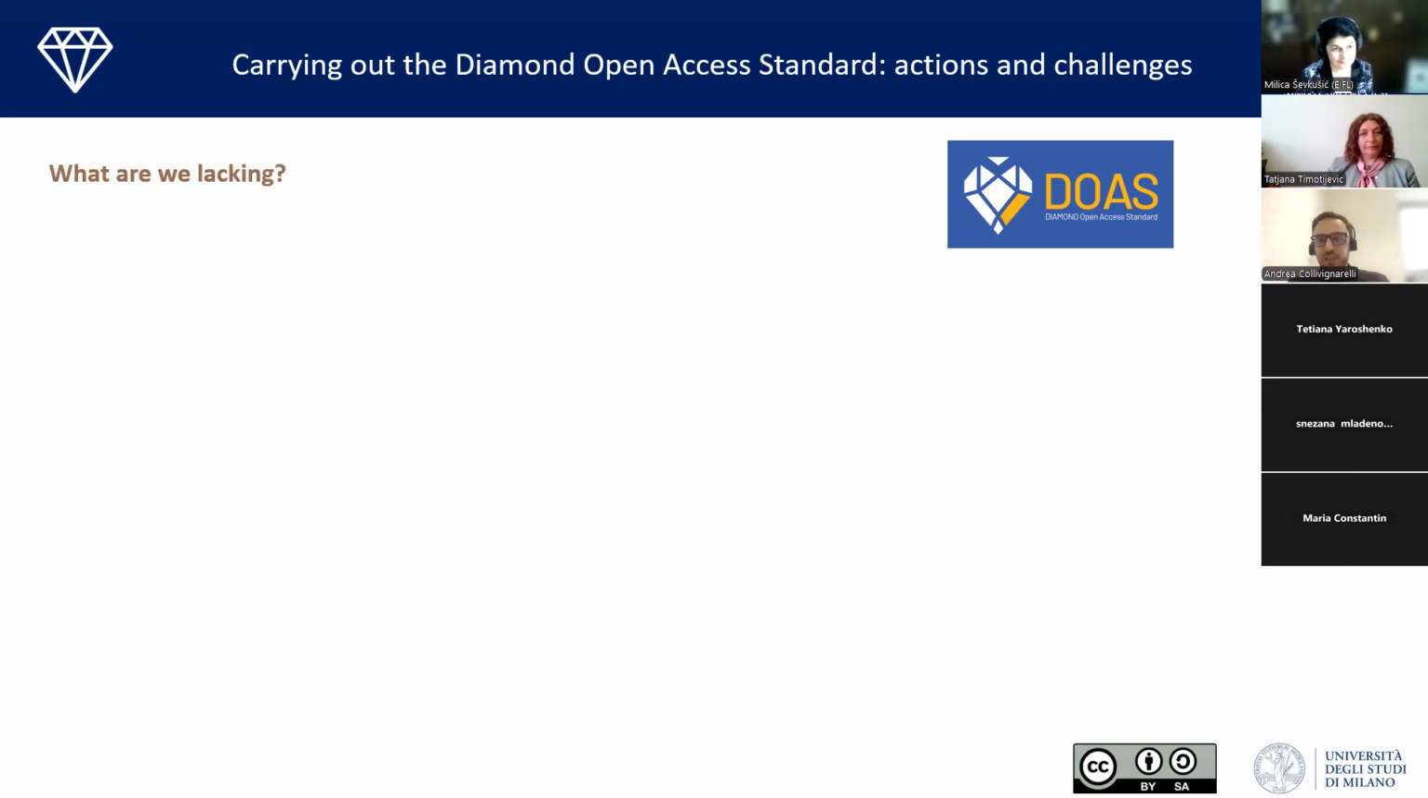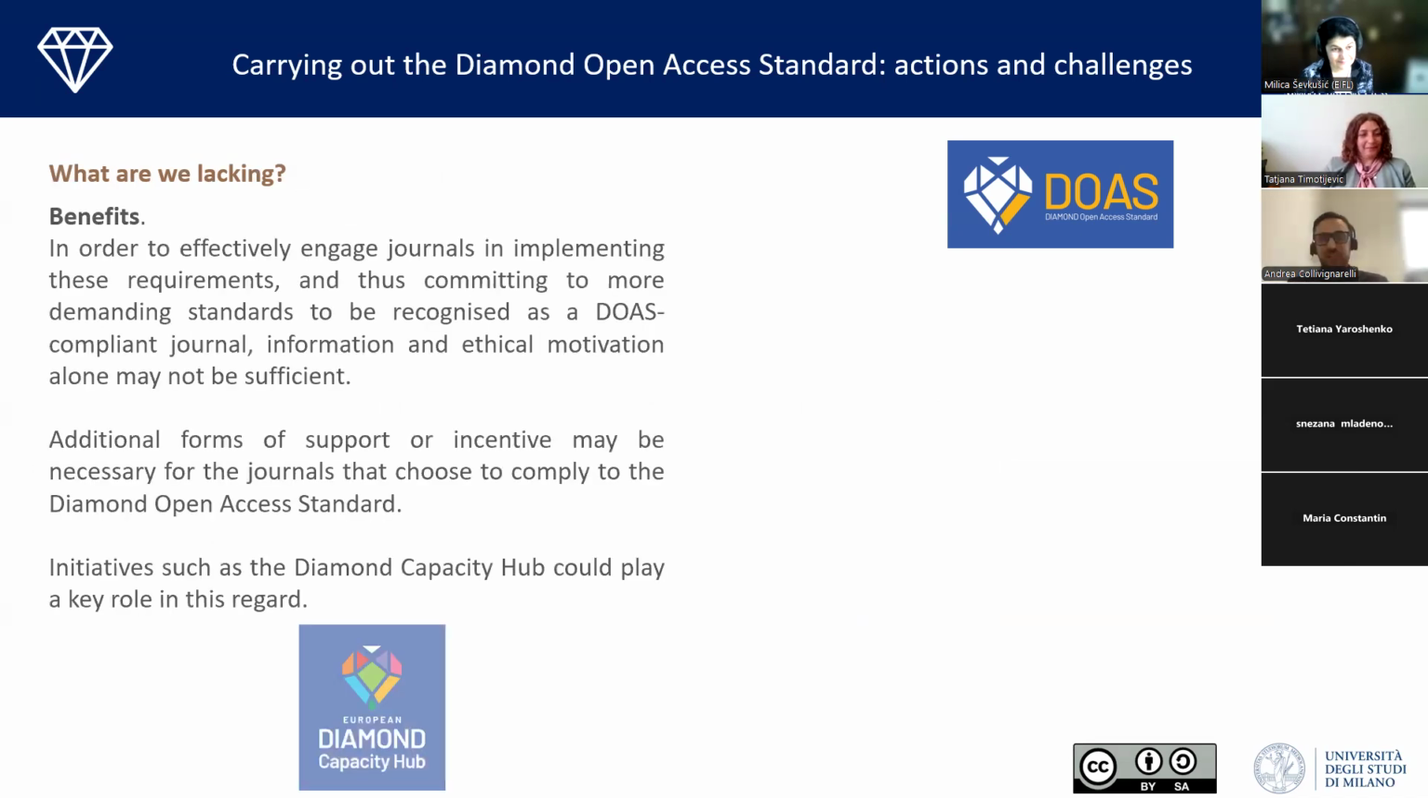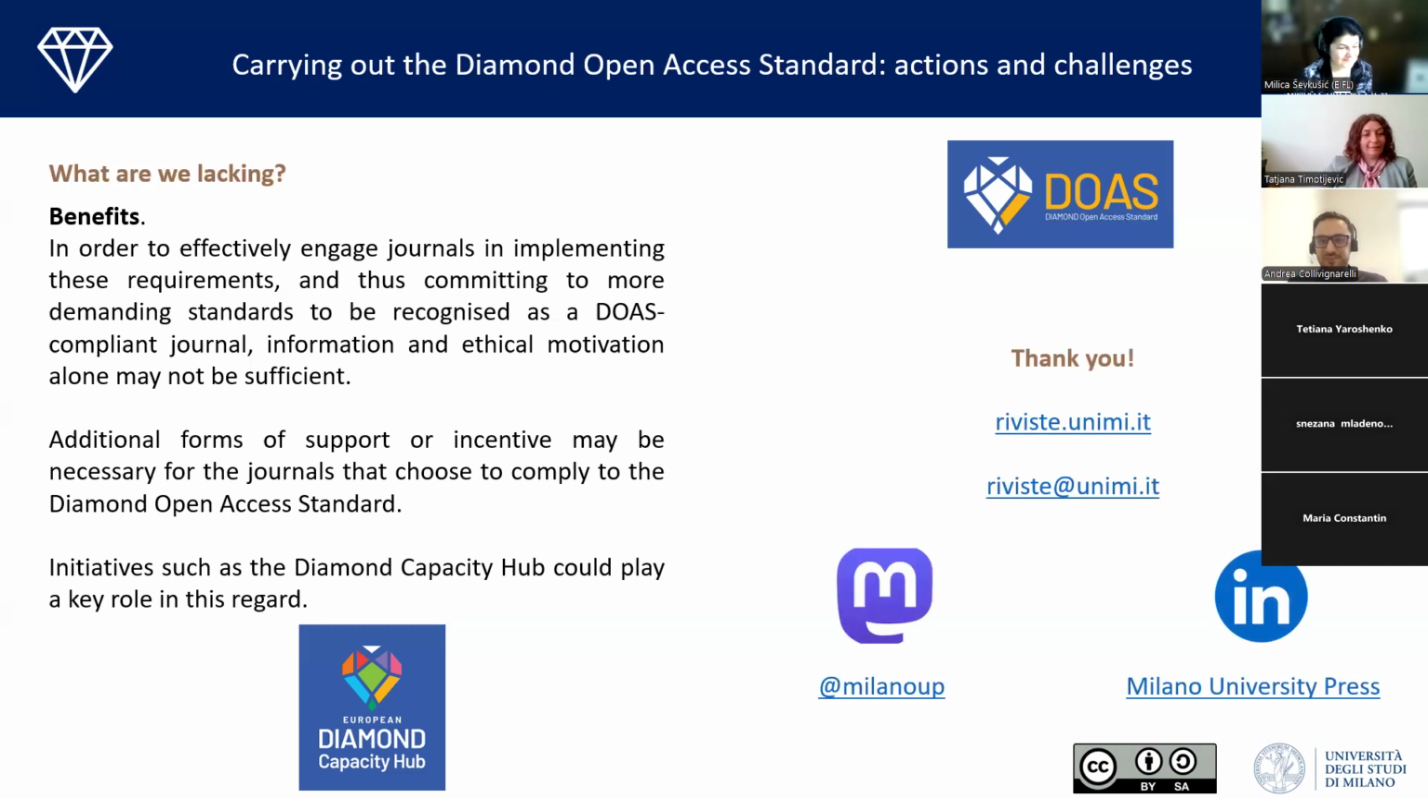We are lacking something, maybe, not from the DOAS necessarily, but benefits. As I said, it's 55 active journals, but in order to effectively engage them in the implementation of these criteria following a Diamond Open Access standard, we need something more than an ethical request, and we need maybe some motivation to have them comply with the DOAS. I don't know what, maybe next features from the Diamond Capacity Hub could be a way to move them. Here we are. Thank you very much.